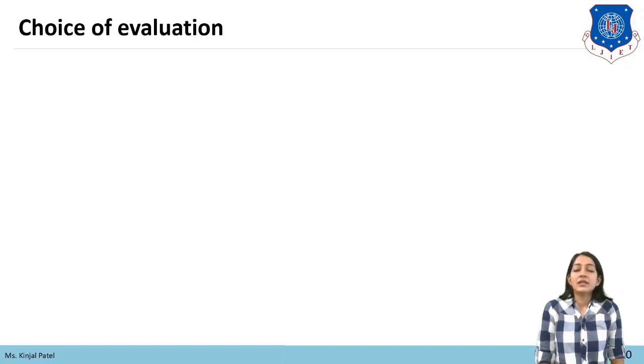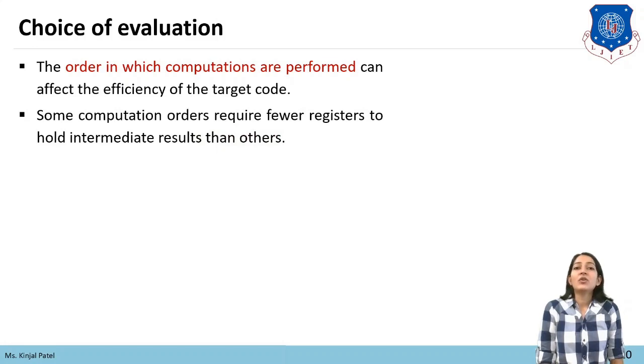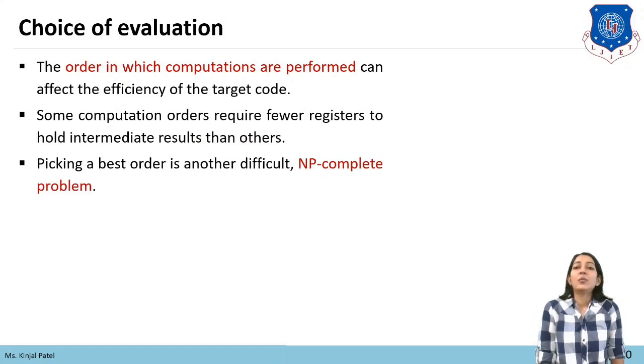Now the sixth issue is choice of evaluation order, meaning the order of the instructions. The order in which computations are performed can affect the efficiency of the target program. Okay, so some computation orders require fewer registers to hold intermediate results than others. So picking the best order is another difficult NP complete problem.